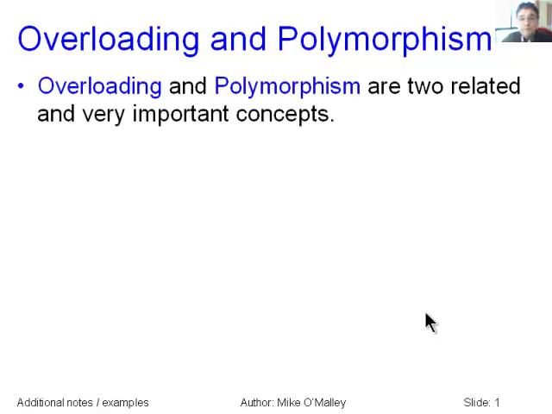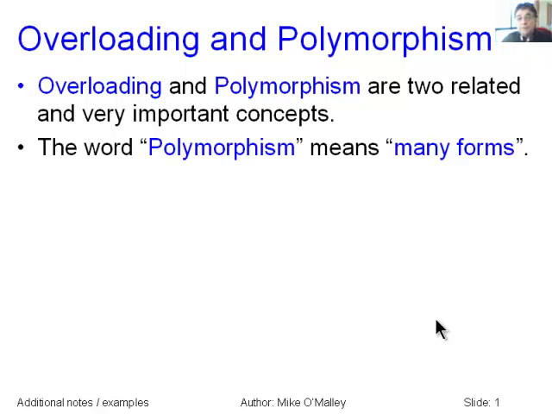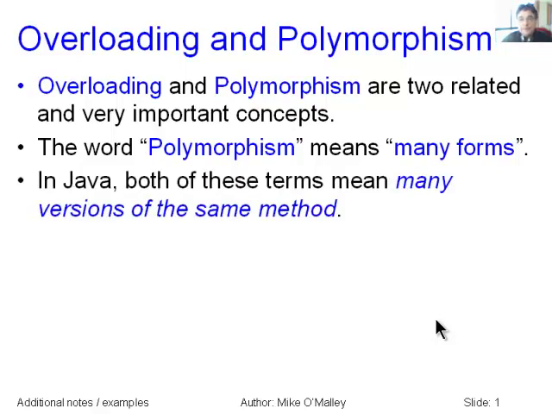Overloading and polymorphism are two related but very important concepts. They're crucial for programming in Java and object-oriented languages. The word polymorphism means many forms. These are related terms, so both mean many forms in some way or another. In Java, both of these terms mean many versions of the same method. And that's certainly how we'll be applying them.